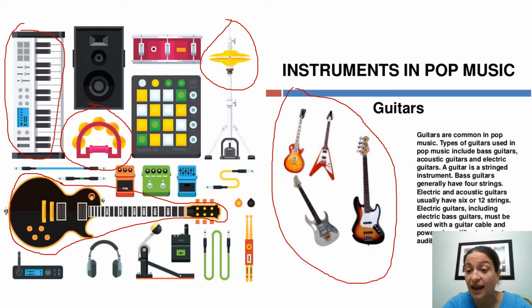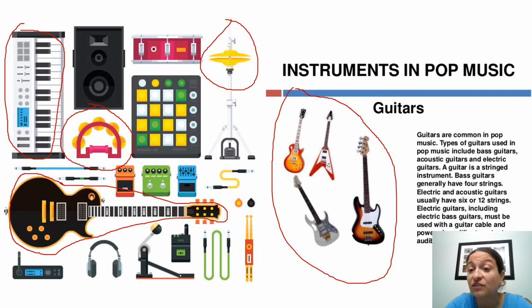So I actually have this one written down today, and it says, guitars are common in pop music. Types of guitars used in pop music include bass guitars, acoustic guitars. Remember, acoustic guitars do not need to be plugged in, and of course, electric guitars, which do need to be plugged in like the bass.